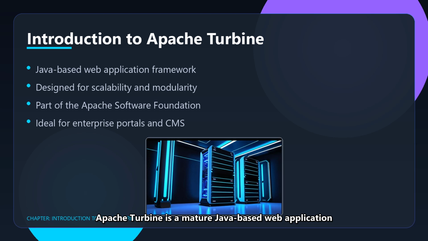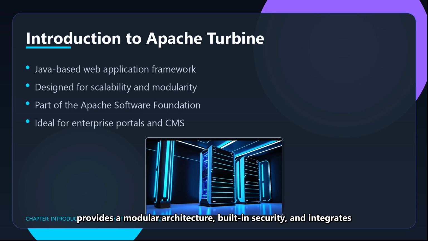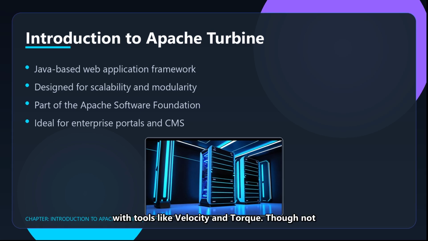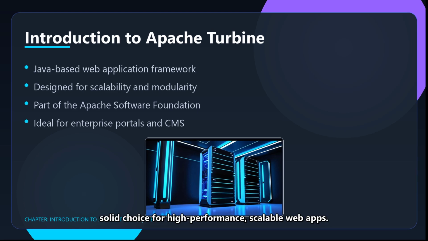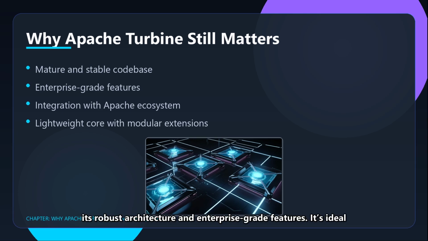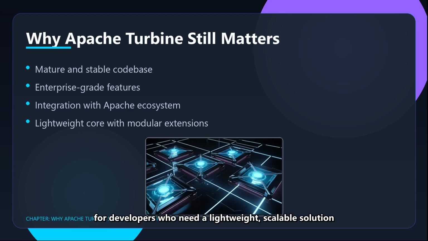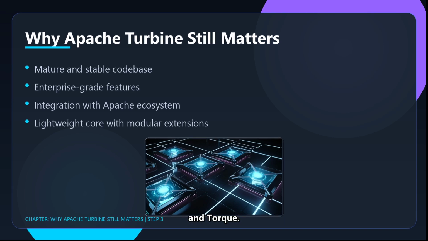Apache Turbine is a mature Java-based web application framework built for scalability and enterprise use. It provides a modular architecture, built-in security, and integrates with tools like Velocity and Torque. Though not as trendy as newer frameworks, it's still a solid choice for high-performance, scalable web apps. Despite its age, Turbine remains relevant due to its robust architecture and enterprise-grade features. It's ideal for developers who need a lightweight, scalable solution with deep integration into Apache tools like Velocity and Torque.